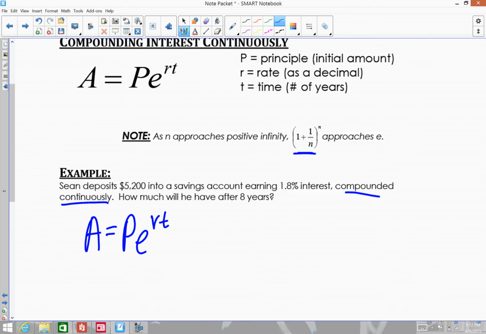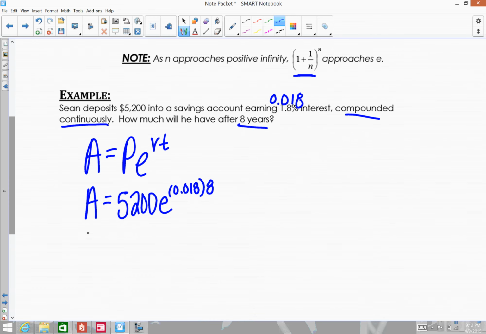So how much money will he have after 8 years? So the amount is going to be the principal times e raised to the rate, which if we move that decimal over 2 places to the left, and then times the time. Well, in this case, 8 years. So you would put that into a calculator as you see it here. The amount is going to be $6,005.40.